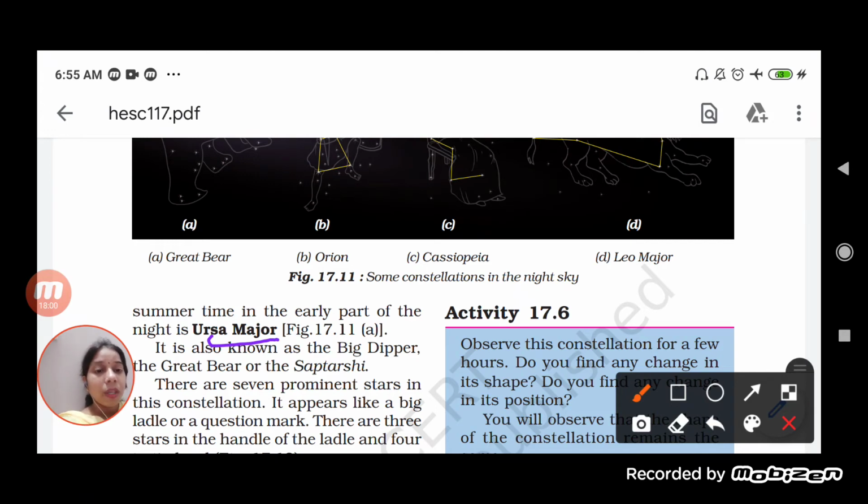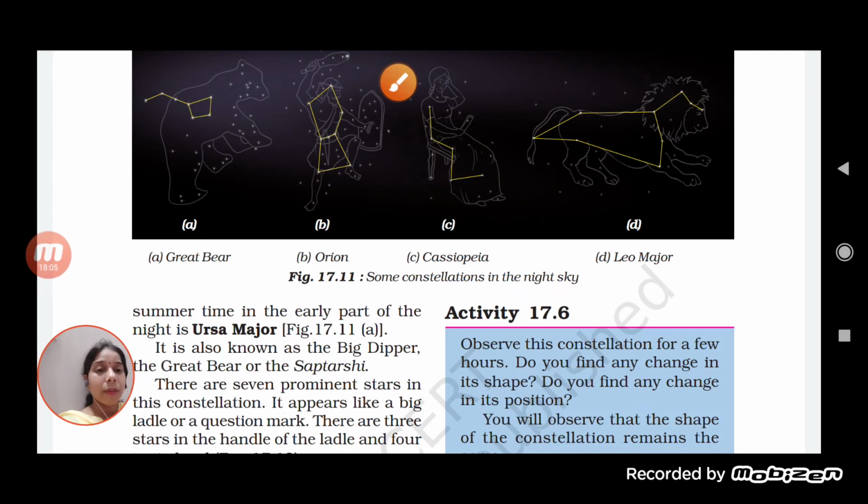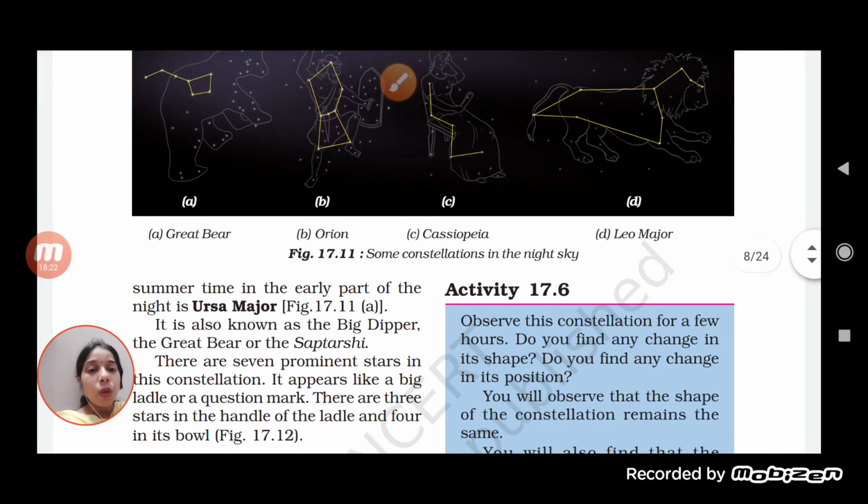This is called Ursa Major, and since it is called Ursa Major, it is also known as the Great Bear. It is also known as the Big Dipper, and it is also known as Saptarishi. Basically, it appears as a great bear. When you look at the structure, there are 7 prominent stars in this constellation, and it appears like a big ladle or a question mark. There are 3 stars in the handle of the ladle and 4 in its bowl.